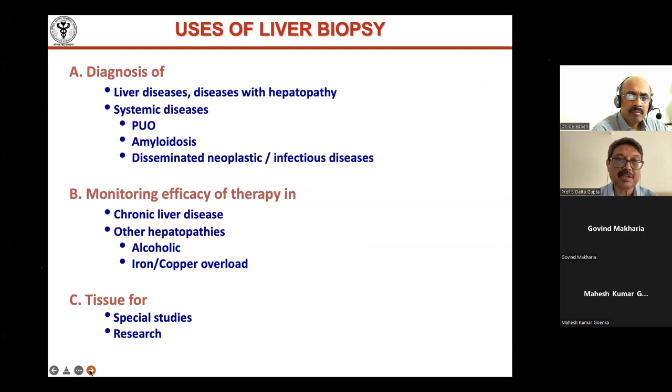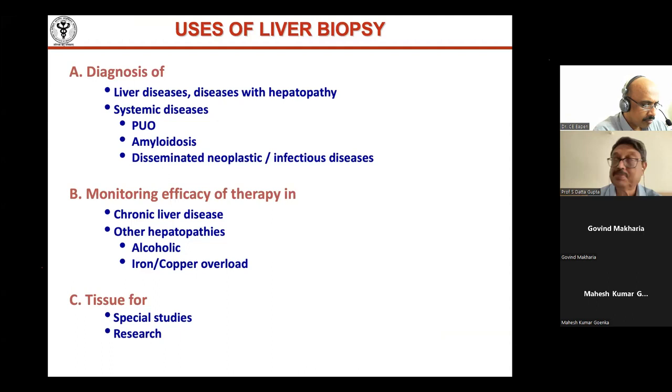Liver biopsies are mainly used for diagnosis of certain liver diseases, and more so nowadays for systemic disease, because a major load of liver biopsies was for chronic hepatitis, and nowadays you have excellent non-invasive tests and you hardly require a biopsy except for staging and grading.